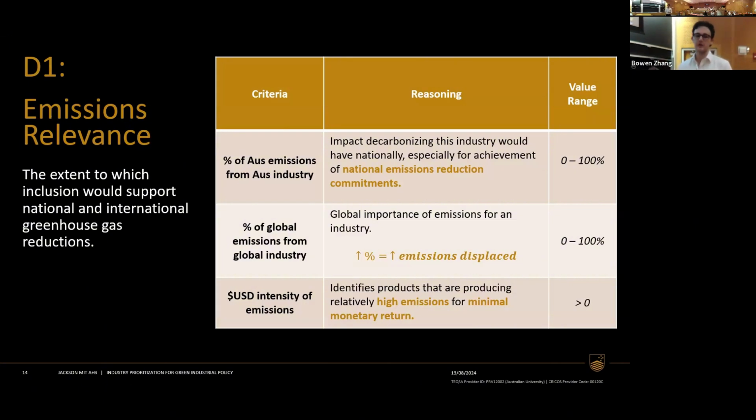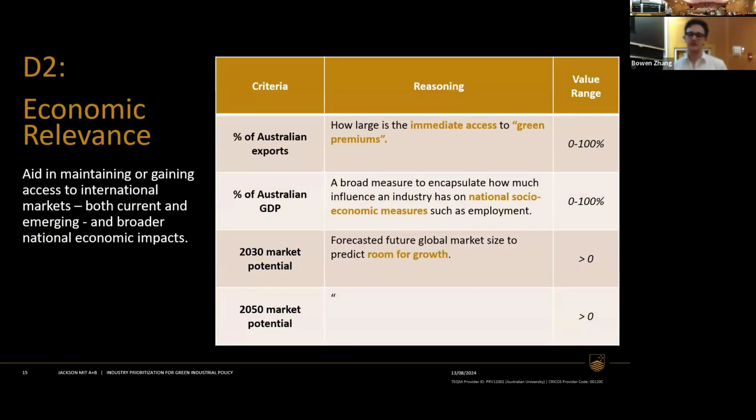So for example, in emissions relevance, we've got percentage of emissions from the Australian industry. So we're including an industry that has a high proportion of Australian emissions. Obviously, it's going to have a large effect on our national greenhouse emissions, which should be prioritised. For economic relevance, you see percent of Australian GDP. That captures more of the socioeconomic measures and the influence that the industry has within the nation.